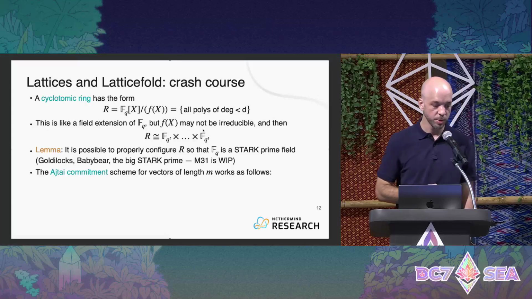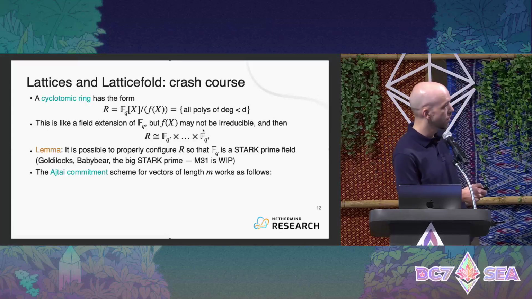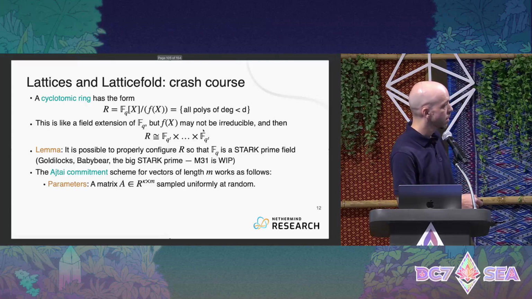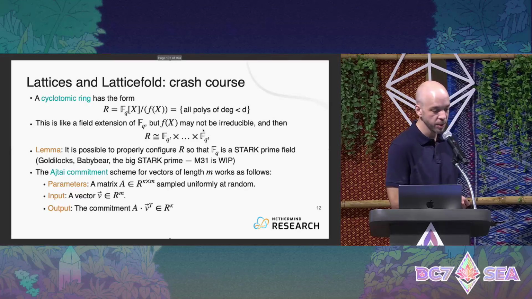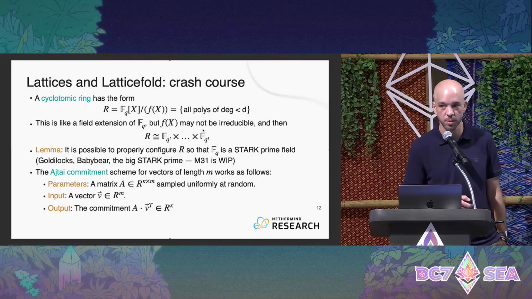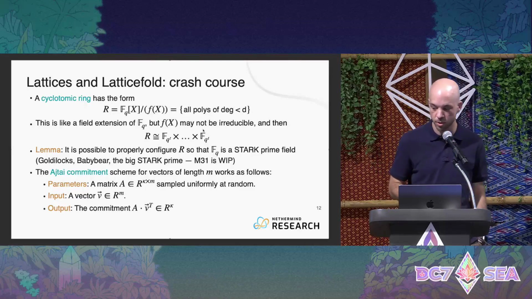Yeah, and the ITI commitment scheme works on vectors of length M for elements of R. And the parameters of this commitment scheme are as follows. It's just a matrix sampled uniformly at random from the ring with ring elements. It commits to vectors of length M of ring elements, and the commitment is simply the matrix-vector multiplication, A times the vector.